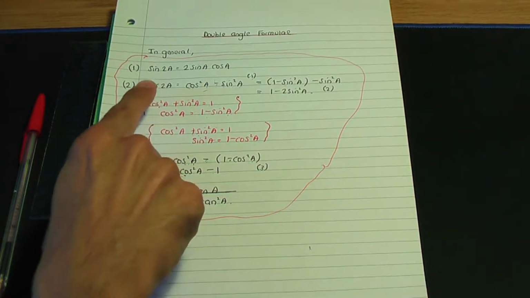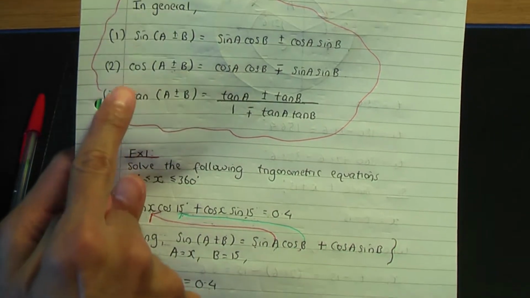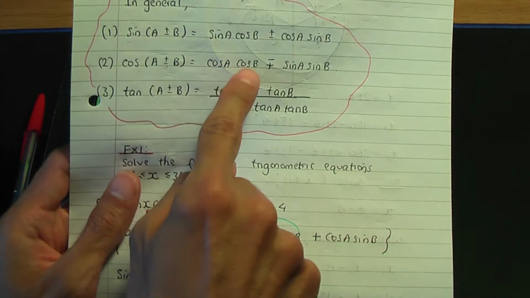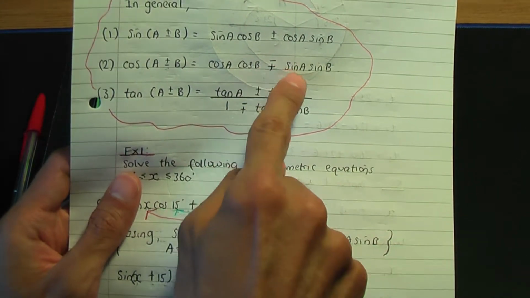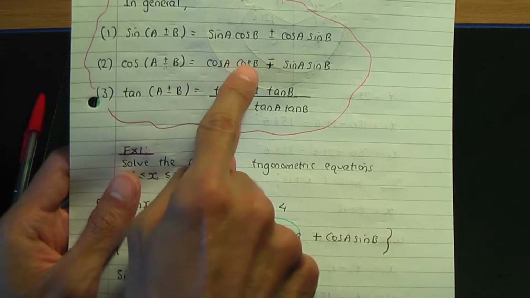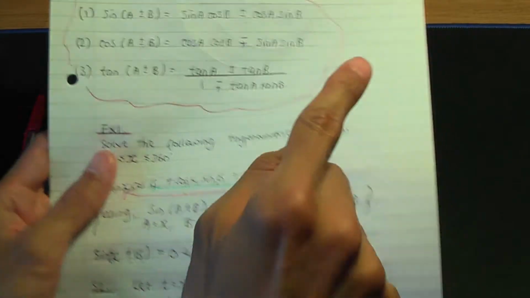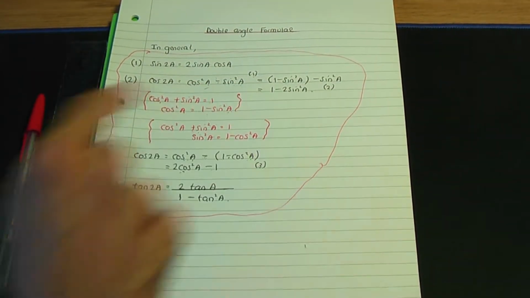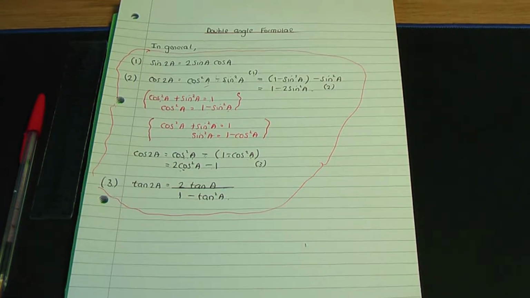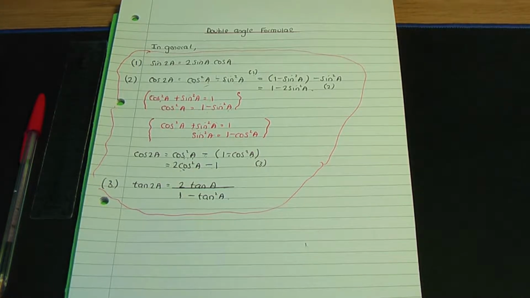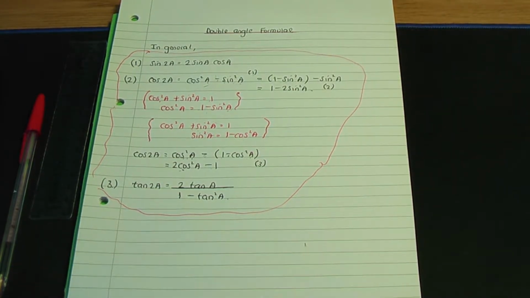Doing the same for cos, if you replace B by A in the form cos A plus B, cos 2A is cos A cos A minus sine A sine A, which is cos squared A minus sine squared A. That gives you the fundamental form for the double angle formula for cos. And you do the same for tan also. So that is where the double angle formulae come from. They originate from the compound angle formulae.